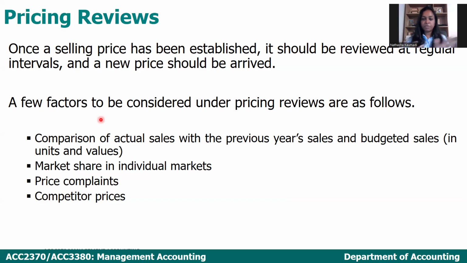But after some time, after 1 year or 2 years, those factors have changed. Now the competition is different. Many other competitors are coming. Technology has changed. Raw material prices have changed. Our cost has gone up. Because of that reason, you can't have the same price for years, right? Definitely you need to review your prices. Once a selling price has been established, it should be reviewed at regular intervals and new prices should be arrived at. That's why product prices are changing, right?